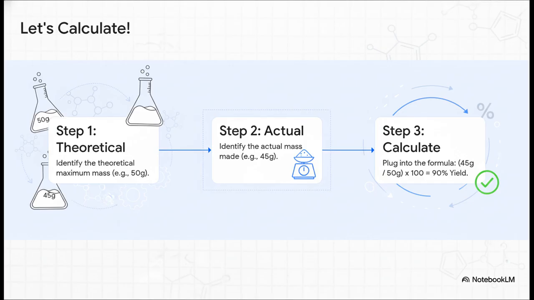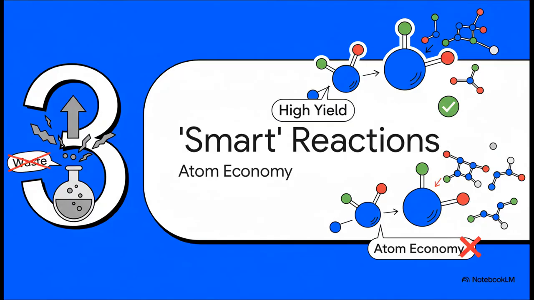Simple as that. But wait a minute, a high yield isn't the whole story, is it? I mean, what if you have a 90% yield, but the reaction itself creates a huge amount of useless, wasteful junk as a byproduct?